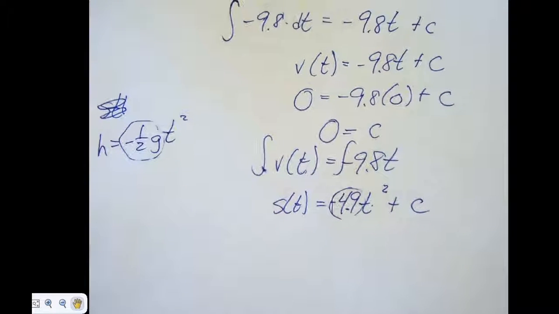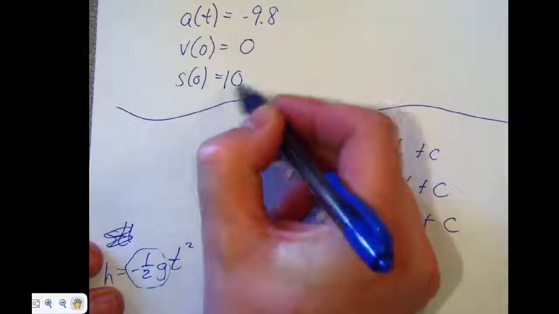And in this problem, I apparently dropped Maddie from a 0-foot building. Let's change this. Let's change that to 100.